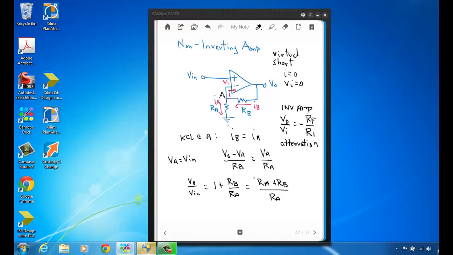So that's just an important distinction between the non-inverting case and the inverting case, in addition to the fact that one has a 180-degree phase shift between the output and the input, and the other one doesn't. Okay, just remember that. You cannot attenuate with a non-inverting amplifier. If you wanted to attenuate, make the output signal smaller than the input signal, you would have to use an inverting amplifier.